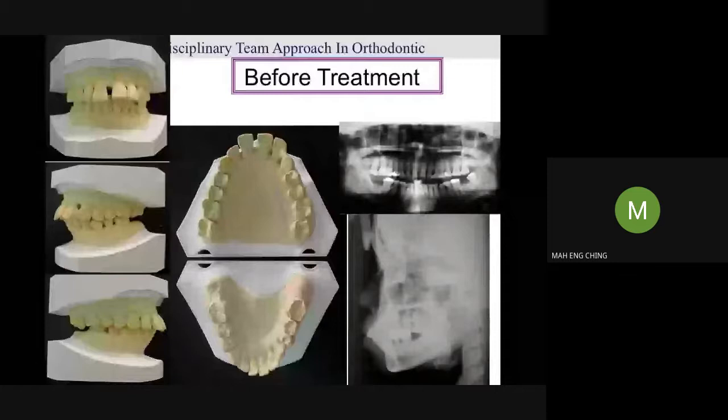So that's a case we did in government practice. So this one, before we start the treatment, of course, we take the study model, then we take the x-ray, as a record, then we assess the patient's periodontal health before we start. So even though this patient has bimax proclination, we're not going to do the 4 extractions because the periodontal support is compromised. You can see the central incisor space, then they have gum recession. Then you can see the periodontal support is less than 1:1.